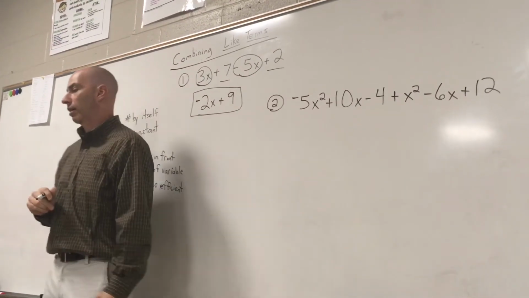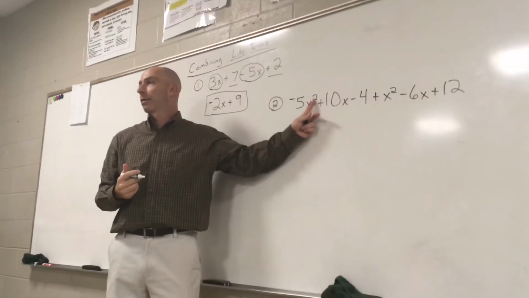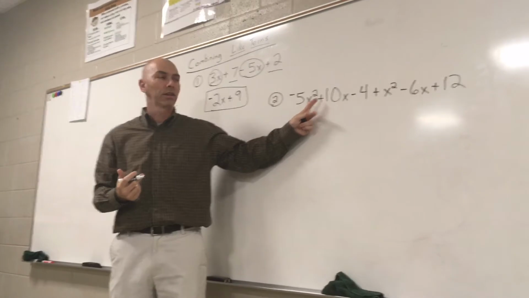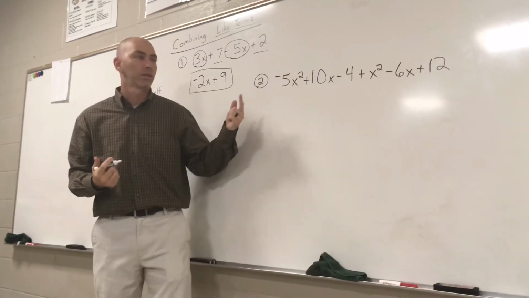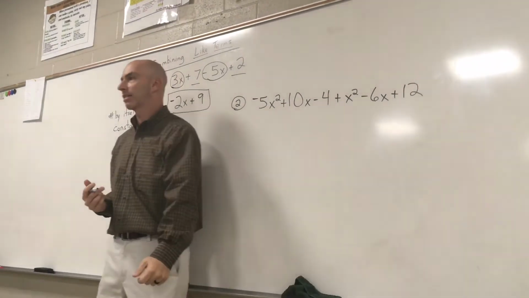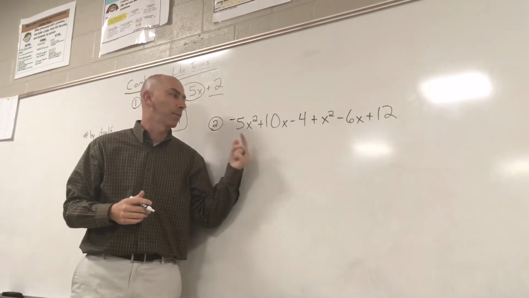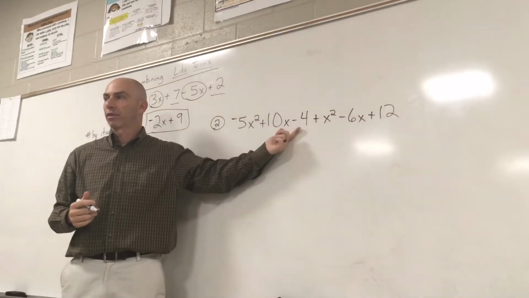Okay. When we're talking about terms, the power, or the exponent, it matters. So this has negative 5x squared. This has just 10x. Those are different. Treat them as totally different, even though they both have x involved.